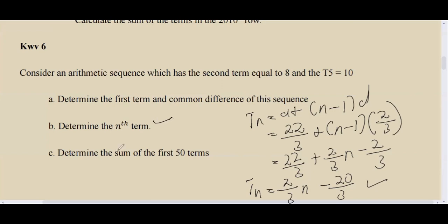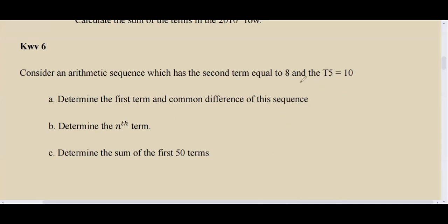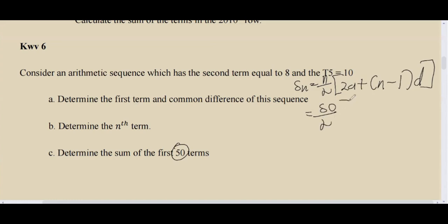Right. Now they say determine the sum of the first 50 terms. Keyword, the sum. Right. The sum. So if they mention the sum, what are we supposed to do? Sn is equal to n over 2 times (2a plus (n minus 1) d). Right. The n is 50 over 2. Then remember A, we got 22 over 3, right? Then plus, again, 50 minus 1. Then d is 2 over 3, right?